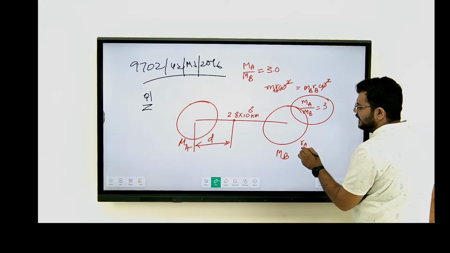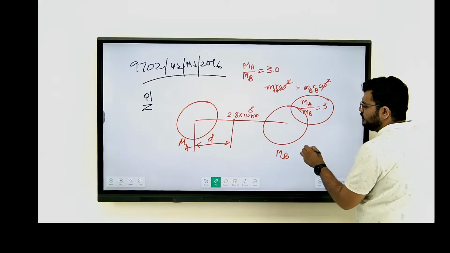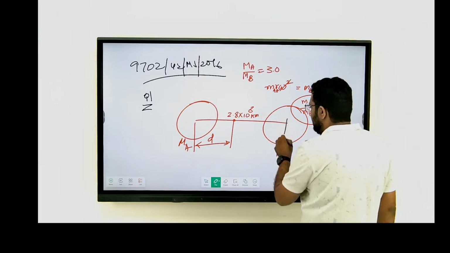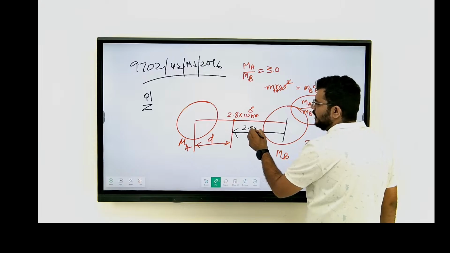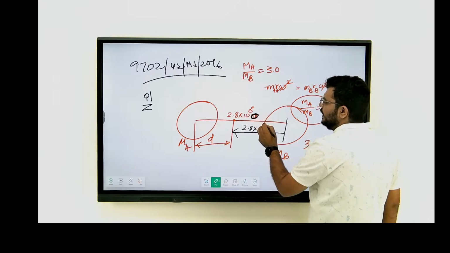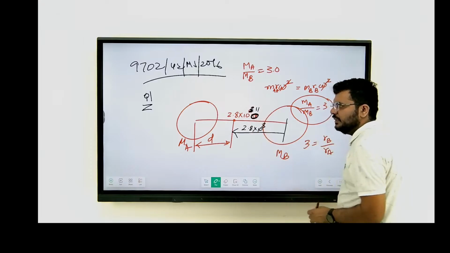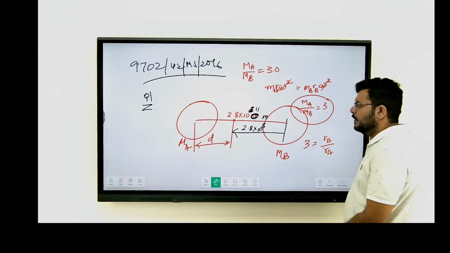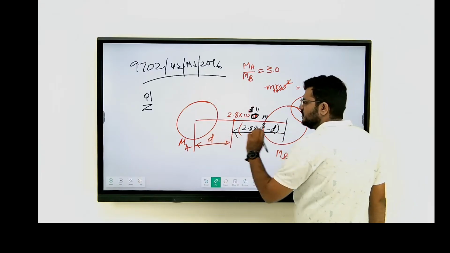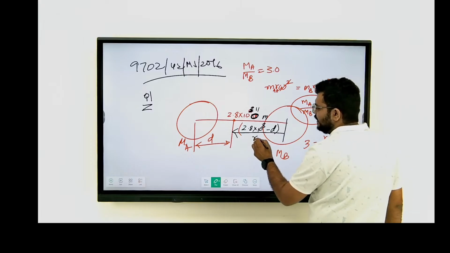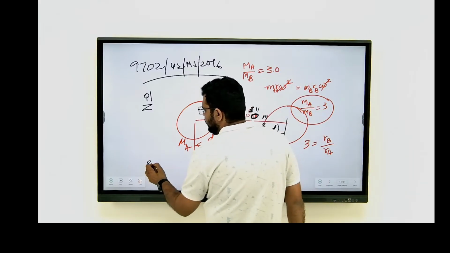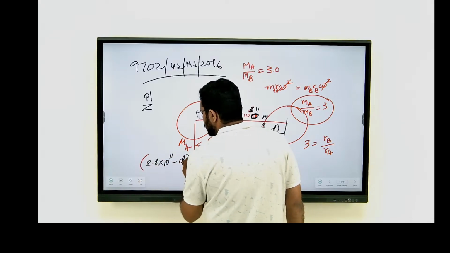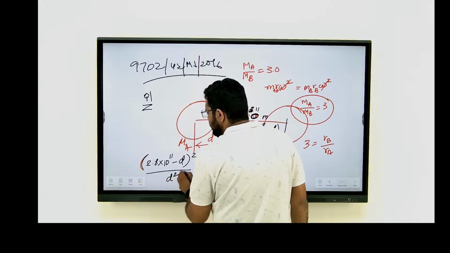So you can write 3 is equal to rb upon ra. Now what is rb? Rb is 2.8 into 10 to the power 8 kilometer, so I will write this as 10 to the power 11 meter. I'll have to take this in meter, the SI unit is meter. Minus d, and this much is d. So what can I write? This is RB, this is RA. So I'll equate it like this: (2.8 into 10 to the power 11 minus d) whole square divided by d square is equal to 3.